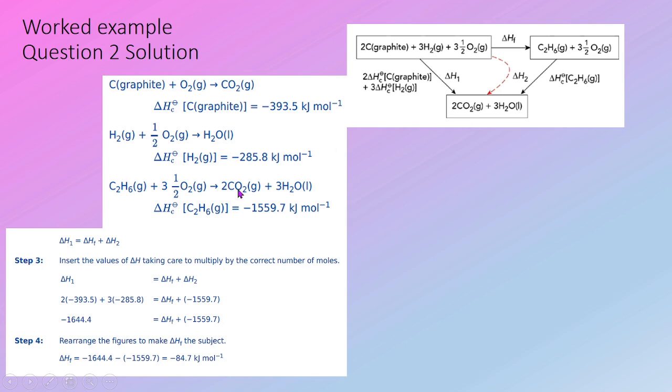And what we are going to find out is delta HF. So delta HF will be equal to delta H1 minus delta H2. So when we put down the values, we got this minus 84.7 kilojoule per mole.